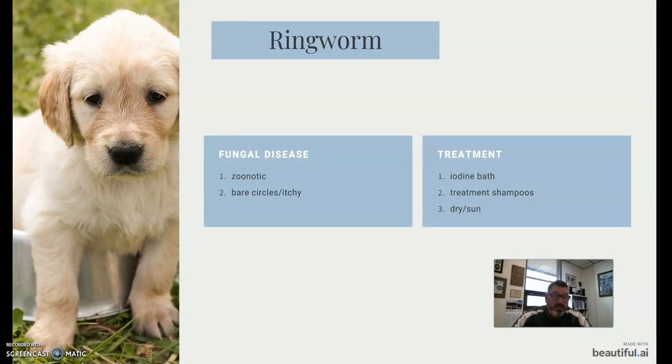Also, really quickly, we'll talk just briefly about ringworm. Not a common type problem with companion animals, but certainly could be problematic. And again, don't forget that it is a zoonotic disease, so if you happen to have an infected dog or cat with ringworm, you could also contract it pretty easily. It is signified by bare, grayish circles of very itchy or dry, scaly skin. The way to treat it is simple iodine baths. There's a variety of different treatment shampoos, and then keep those patches dry, and get the animal in the sun as much as you can in order to help combat this particular problem.